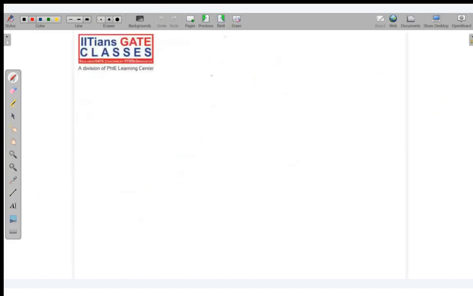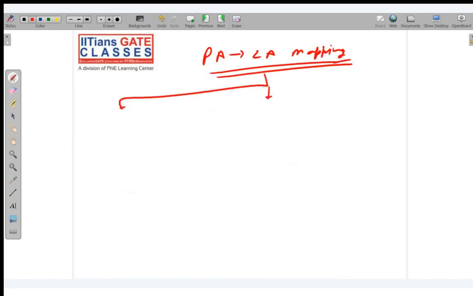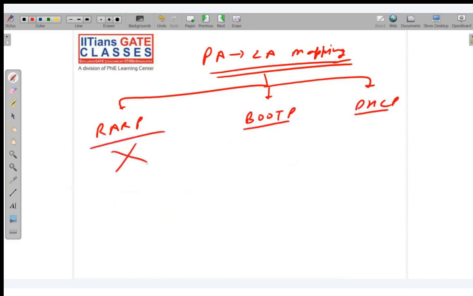Now since RARP is not used, the question arises: which protocols are used nowadays? We want this PA to LA mapping. For PA to LA mapping, there are three protocols: RARP, next is BOOTP, and next is DHCP. RARP is not used nowadays. Even BOOTP is not used nowadays. DHCP is used. That is the most advanced.